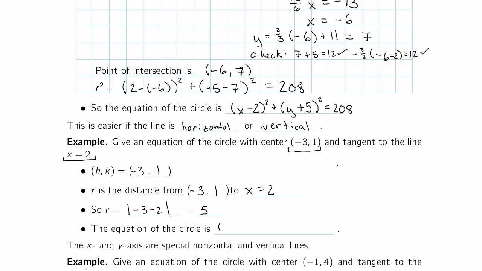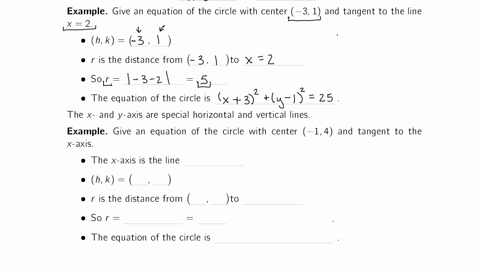So the equation of our circle, x minus h, where h is -3. x minus -3 is x plus 3. That's squared. y minus, our k is 1. That's squared. And that's equal to, our radius is 5. We square that, and we get 25. So that's the equation of our circle. Much easier when the tangent line we're interested in is vertical or horizontal.